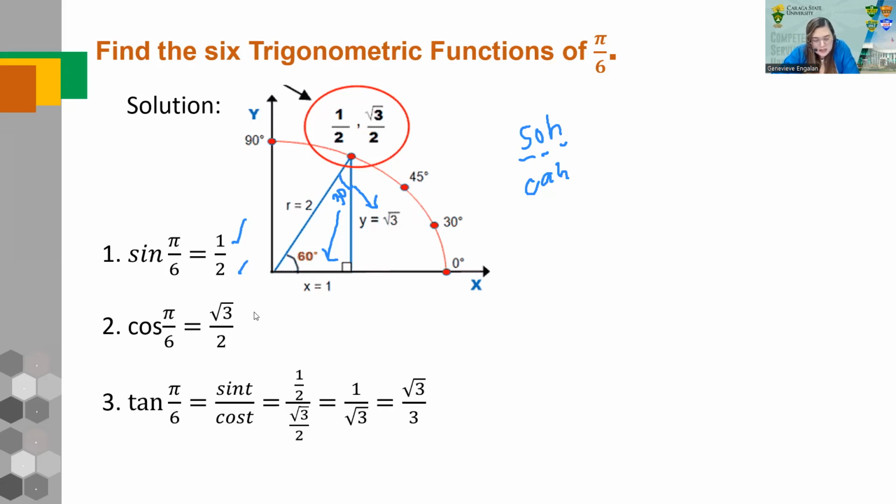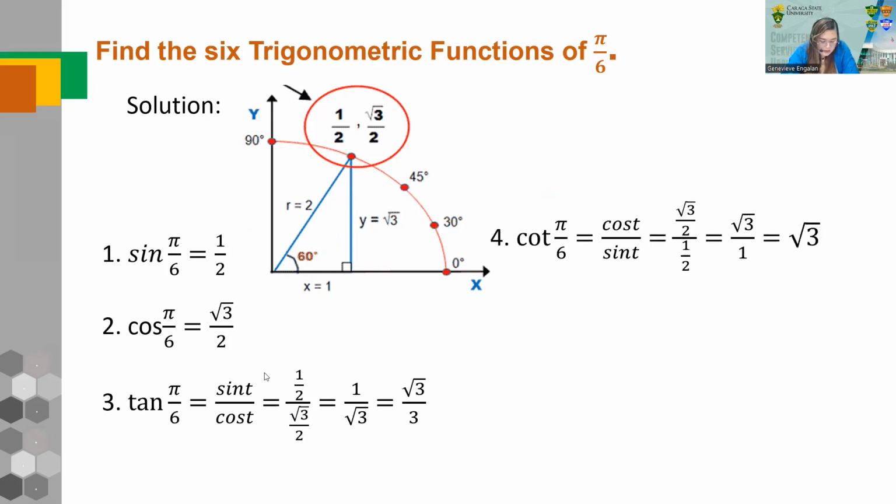Tangent is sine t over cosine t. So 1/2 divided by square root of 3 over 2. We just cancel the 2, and we have 1 over square root of 3. Or rationalizing, we have square root of 3 over 3.